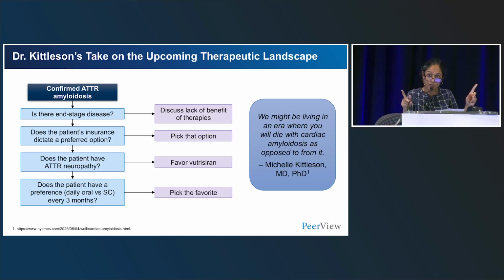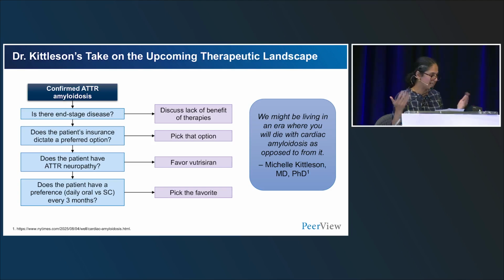But if they have neuropathy, oh, well, there's a compelling reason to pick vutrisiran because we know it works to slow progression, not reverse, slow progression of neuropathy in addition to heart symptoms. And then finally, if they're not too far gone and there isn't one that's cheaper and they don't have neuropathy, I'll say, do you care? Do you want to take 1 pill a day, a couple pills a day, 4 pills a day? Do you want an injection every 3 months? And then I will pick that option. So cost and preference factor into it.